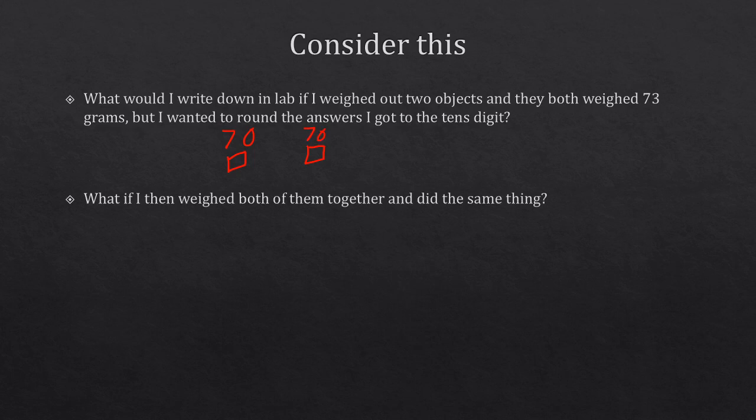But now, what if I weigh them both together and did the same thing? So if I take both my pieces of bread that are 73 grams, I'm going to get 146 grams on my scale. I'm then supposed to write down it rounded to the tens digit. Well, 6 is 5 or greater, so it's going to round up. So this is going to be 150 grams.